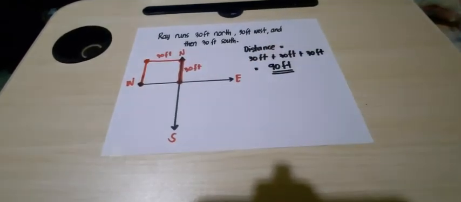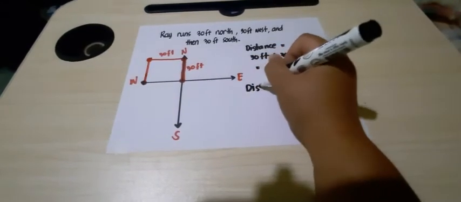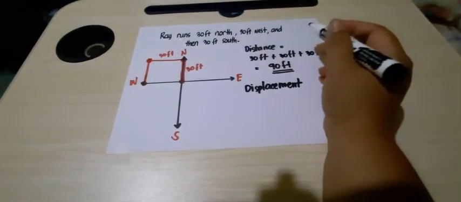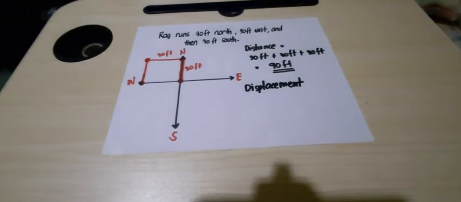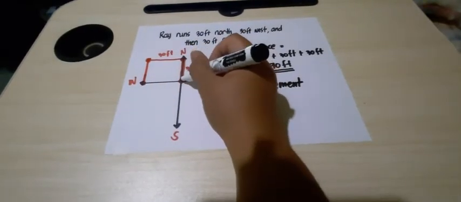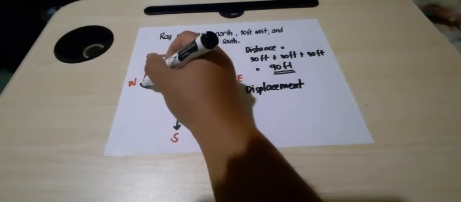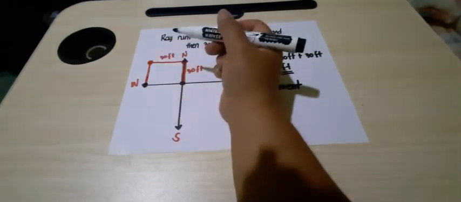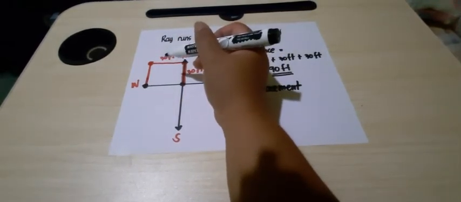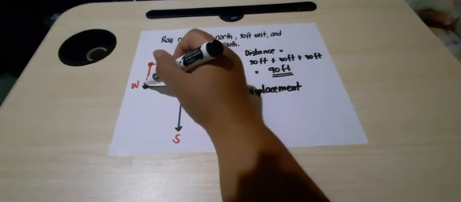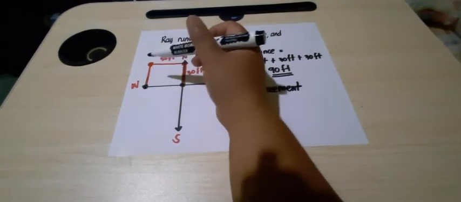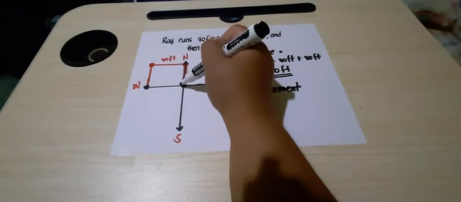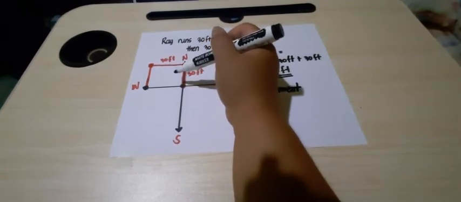The displacement, on the other hand, is the change of the position of the object that moved. So, from the starting point up to the final point in which the object rested. Now, from here to here, that is the final destination. It does not form a right triangle. Therefore, we cannot use the Pythagorean theorem like in the second problem.